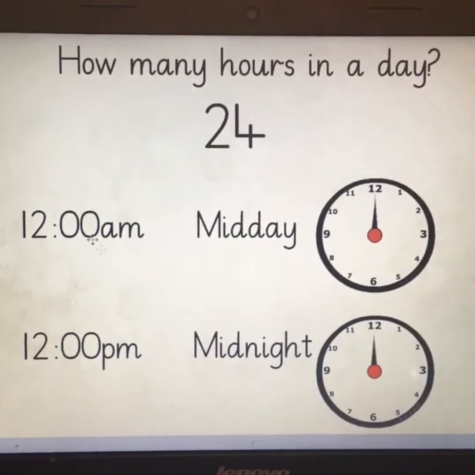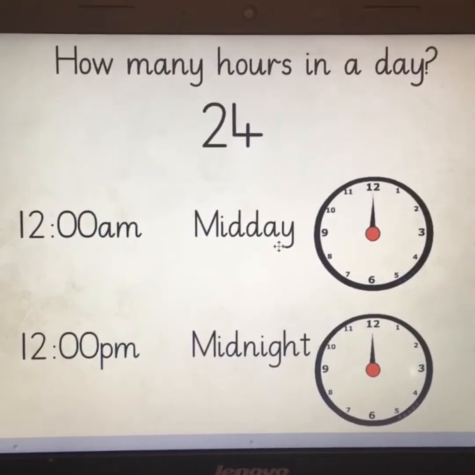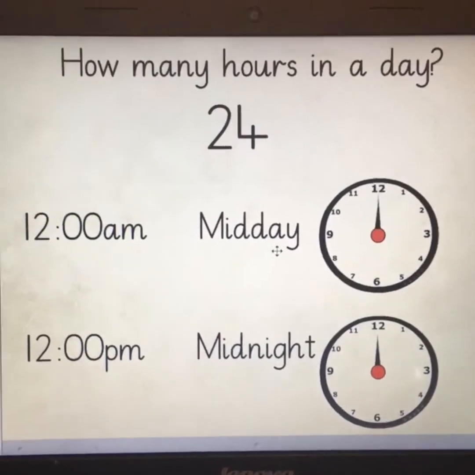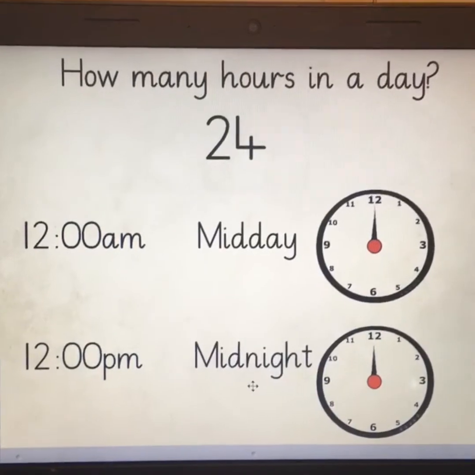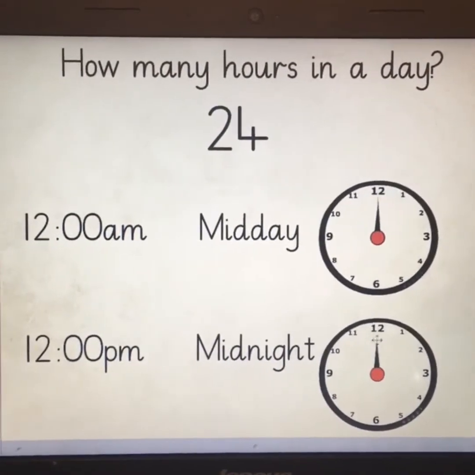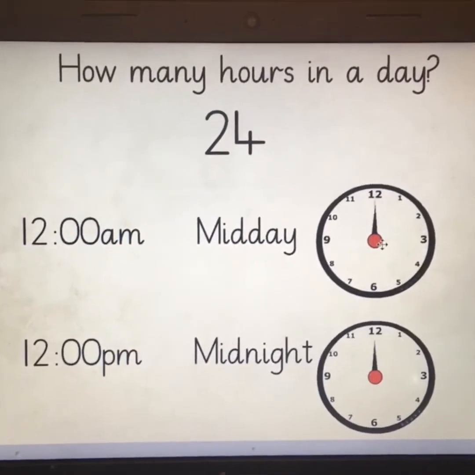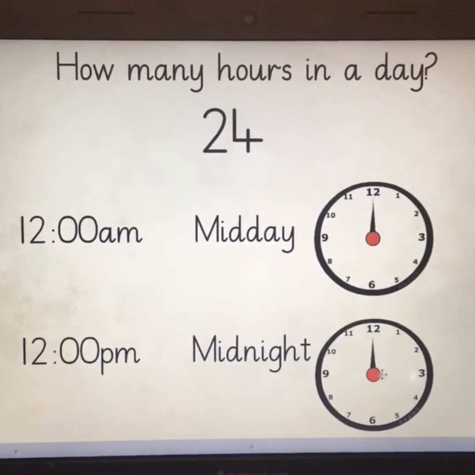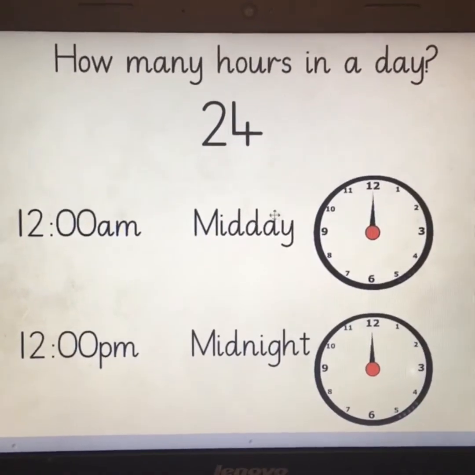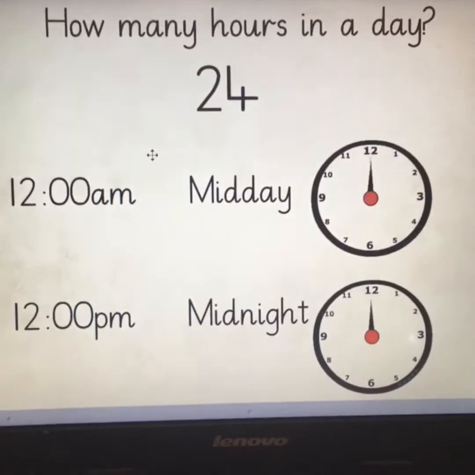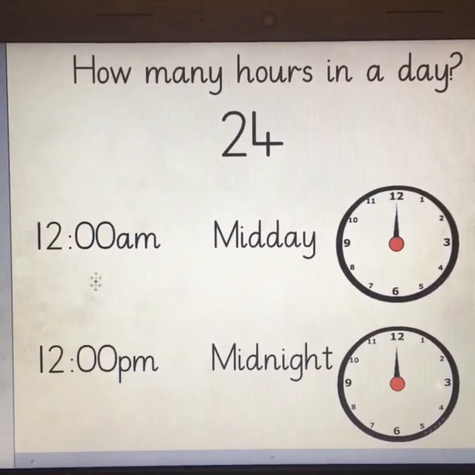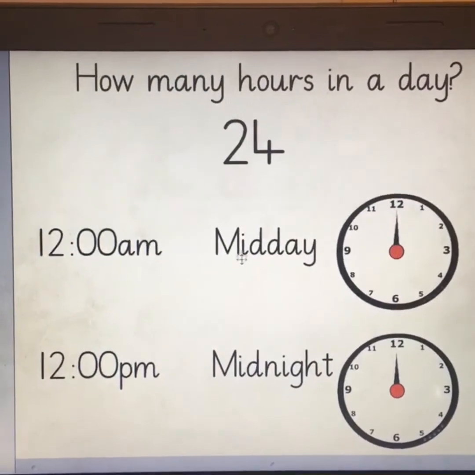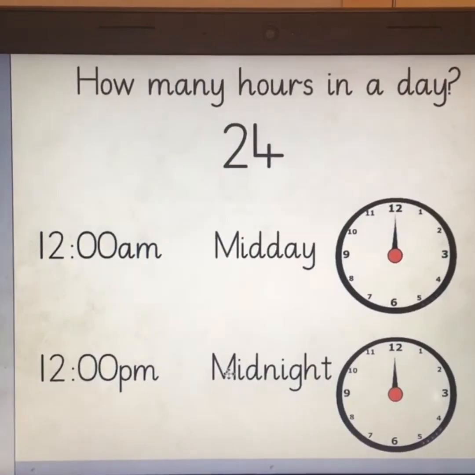There's 12 o'clock a.m., which is midday, which is where you might have your lunchtime. And there's 12 o'clock p.m., which is midnight, where hopefully you are asleep. So you can see both these clocks say 12 o'clock. So both the analogue clocks say 12 o'clock. However, what is it about the digital ones then that tell you that these two times are different? How do you know which one's midday and which one's midnight?